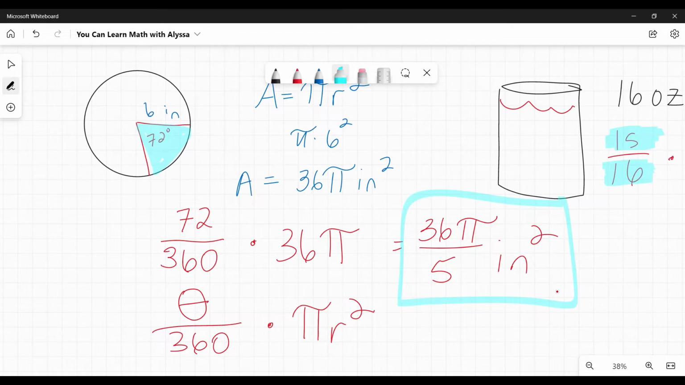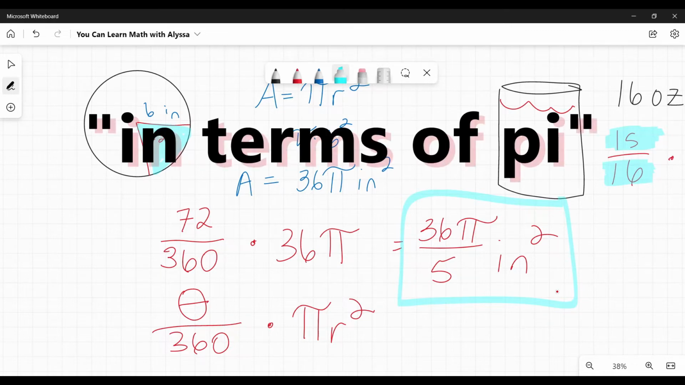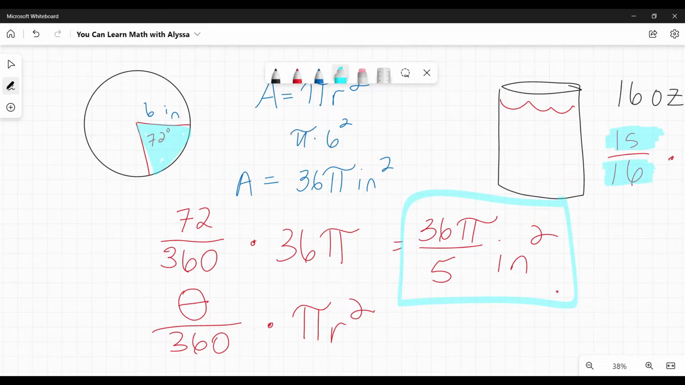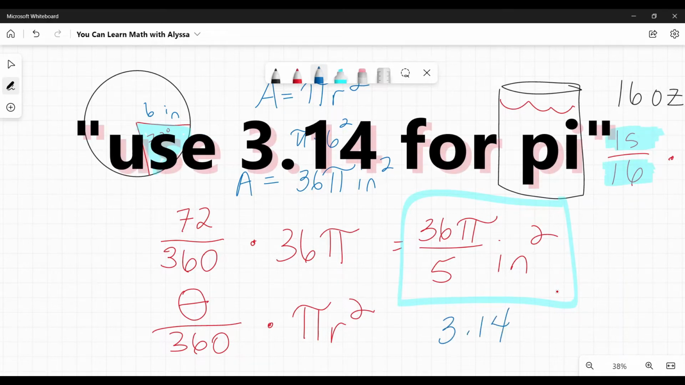If you see the phrase "in terms of pi," I want the answer in terms of pi, leave it like this. You are done. 36 pi over 5. Don't multiply. Don't do anything. You're done. If it says use 3.14 for pi, if it tells you what to use, then do that. Plug it in right there. 36 times 3.14, divide by 5.